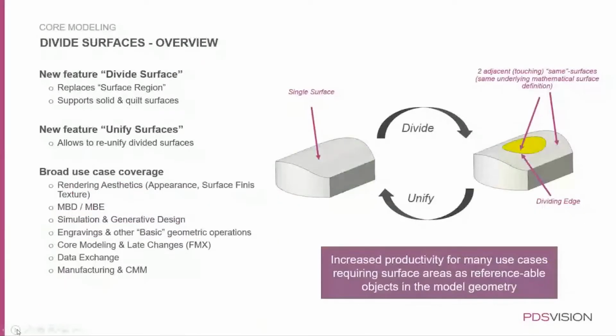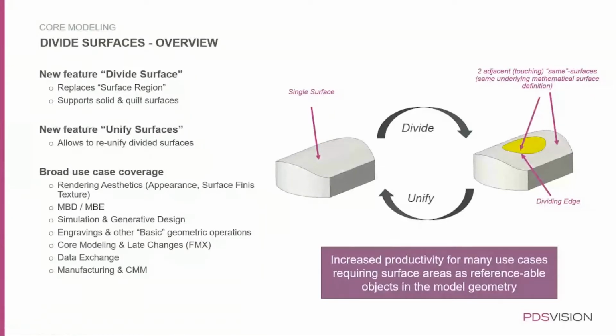Then one new tool for Creo Parametric is that with Creo 9 we have this divide surface or unify surfaces. Basically, if you have an individual single surface, you can divide it using a projection to make different surfaces with exactly the same mathematical definition. And if you happen to have this, on the other hand, you can then unify them into one single entity. It depends on the case which one you might want to use.